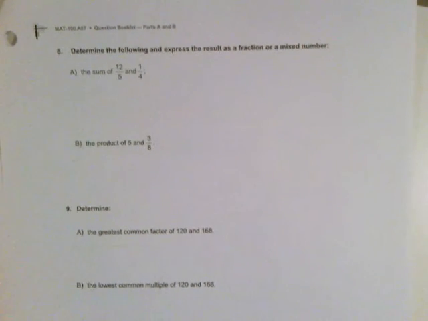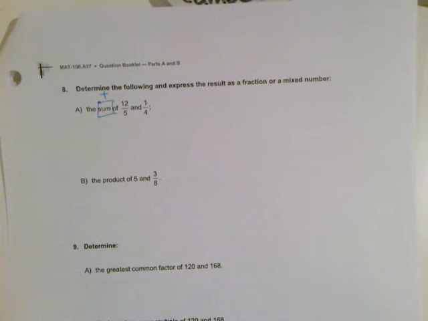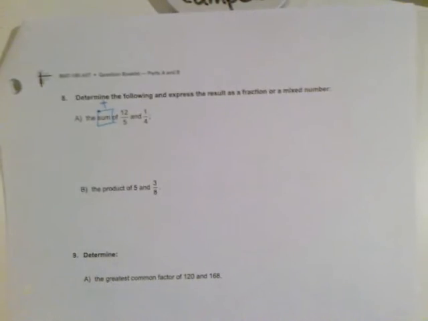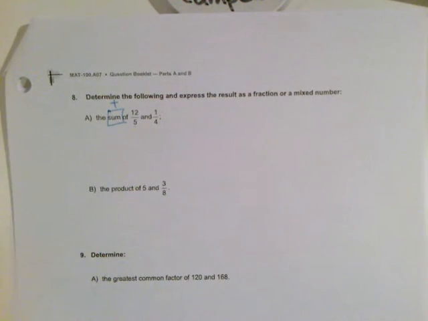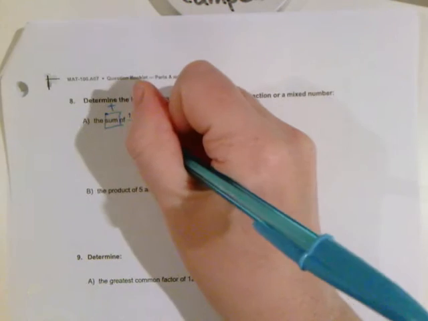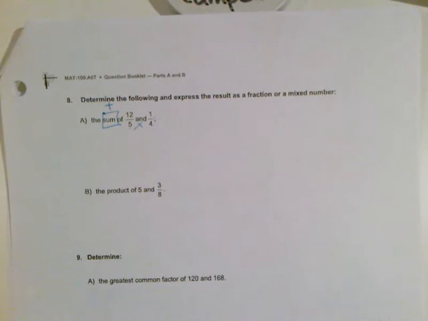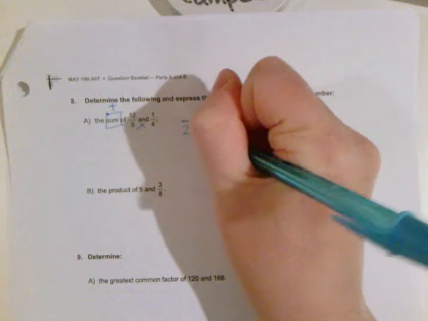Okay, so the first one, you have to know that sum means that you're adding, okay, of 12 over 5 and 1 over 4. So the rules for adding and subtracting of fractions is that you have to put them onto the same denominator. So I would look at these two numbers and see what they have in common and see if there's something I can easily multiply them to. So I, in this case, would choose 20 because 5 times 4 is equal to 20. Okay, so I would put them on 20.